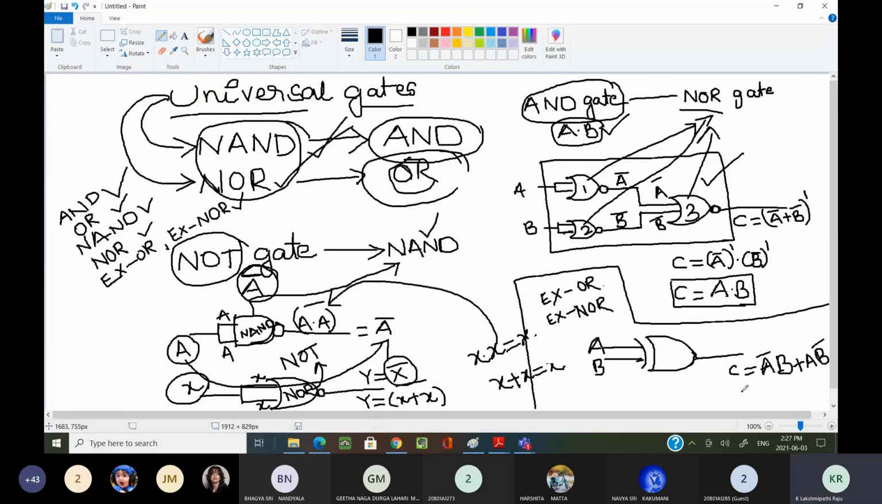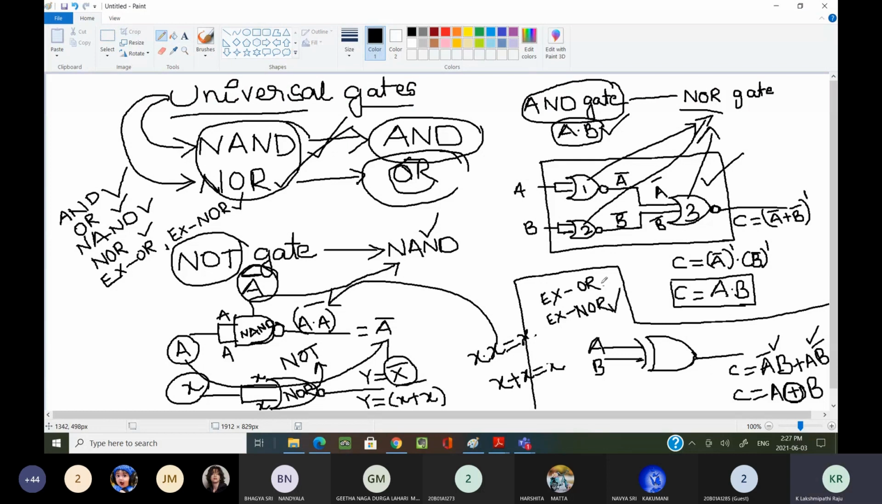Or we can also write it as C equals A XOR B. This is the symbol for XOR operation. I already told you, whenever we are doing problems on converting binary number into gray code and gray code into binary number, this is the symbol for XOR operation: the plus enclosed in a circle. Or you can also write it in this format. Both are the same XOR operation only.